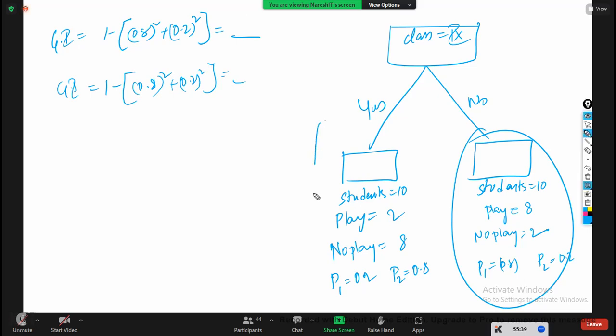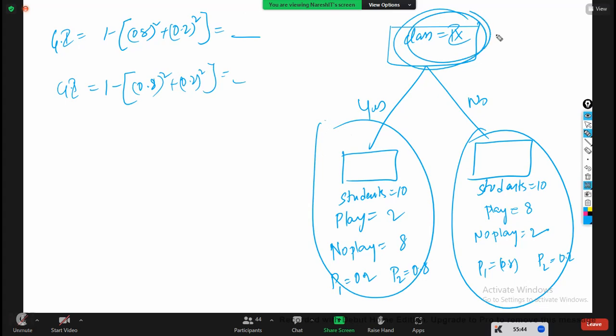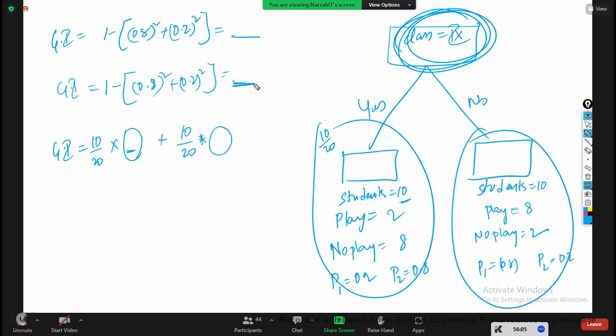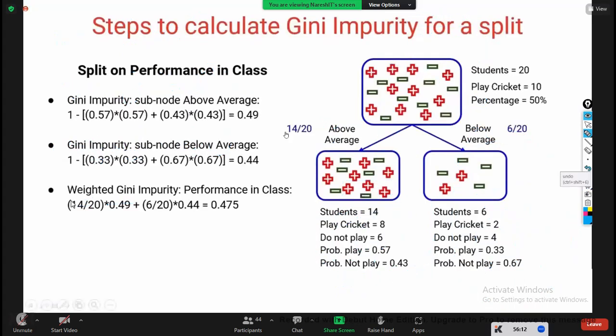Now, once you have calculated both subnodes separately, what is the overall impurity? Now, the weighted impurity. How many records are there here? 10 records, that is 10 out of 20. 10 by 20 into the first subnode's impurity, plus 10 by 20 into the second one's value, that you have to substitute and calculate. Is that clear? The same thing was written here. Just observe.